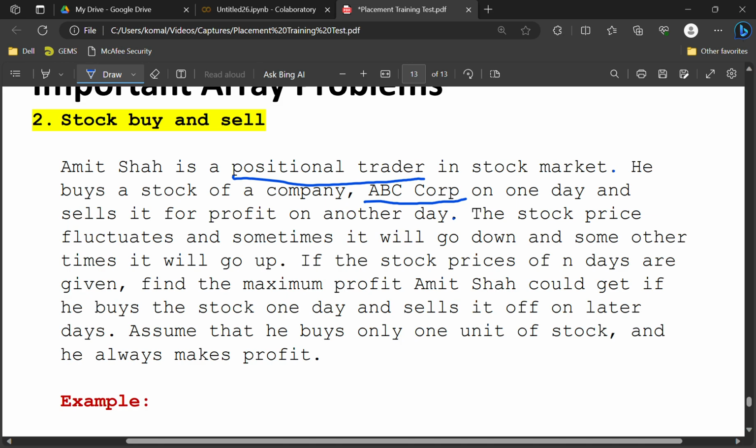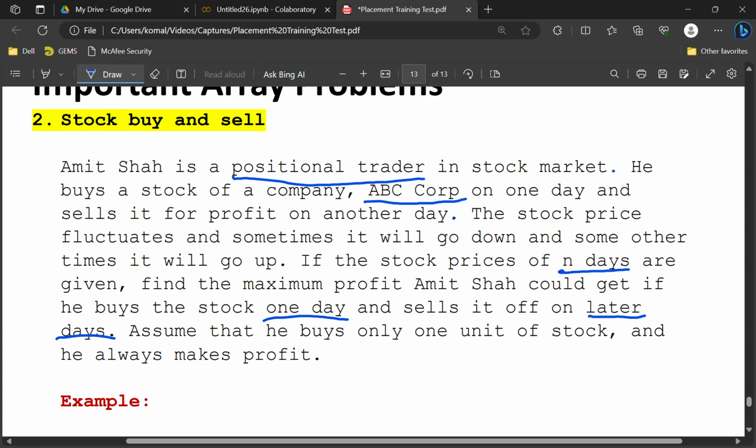So if the stock prices of n days are given, one particular stock's price for n days, find the maximum profit Amit Shah could get if he buys the stock one day and sells it off on a later day. That means the day on which he sells should fall later than the day he buys the stock.